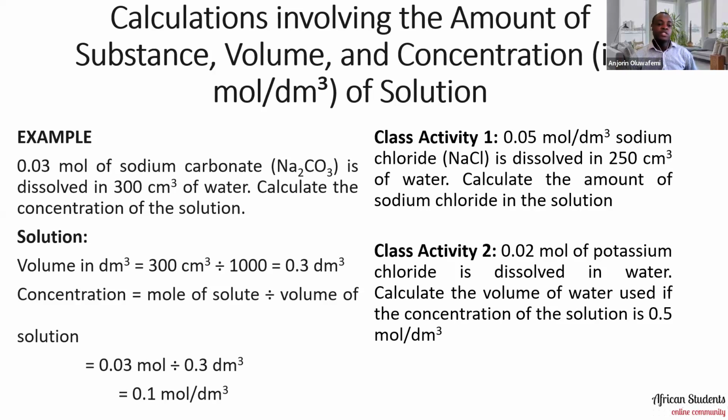Now concentration equals moles of solute divided by volume of solution, based on the formula we established in the previous slide. So it will be 0.03 divided by 0.3 dm cube, and that gives us a concentration of 0.1 mole per dm cube.